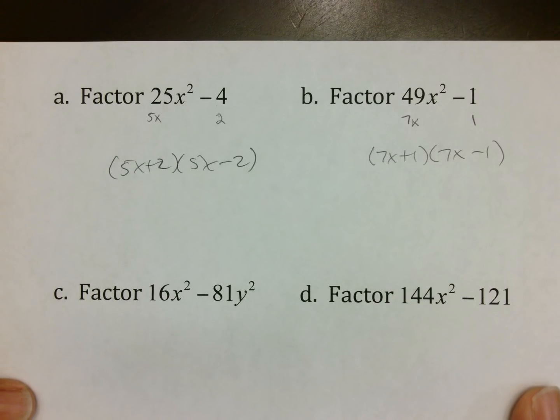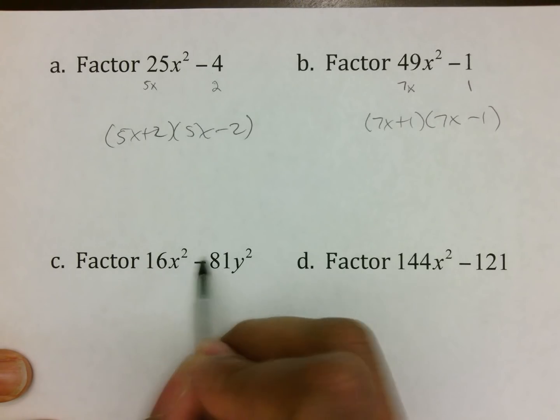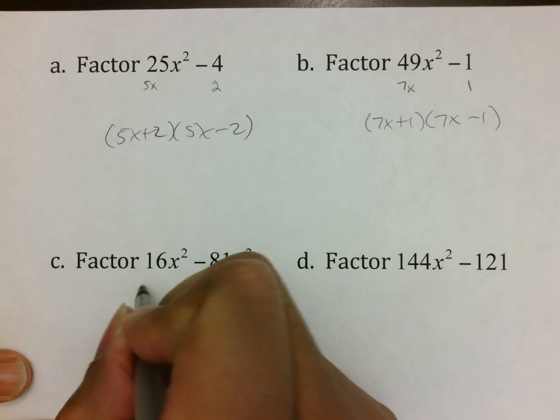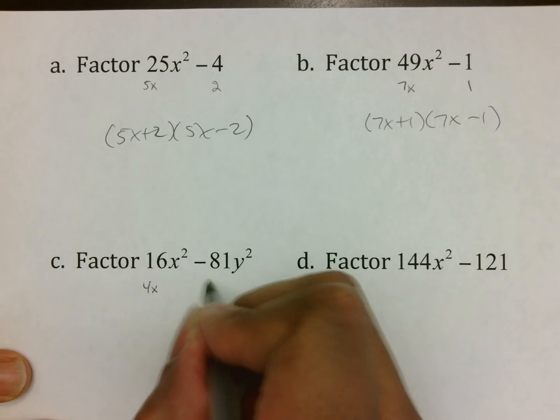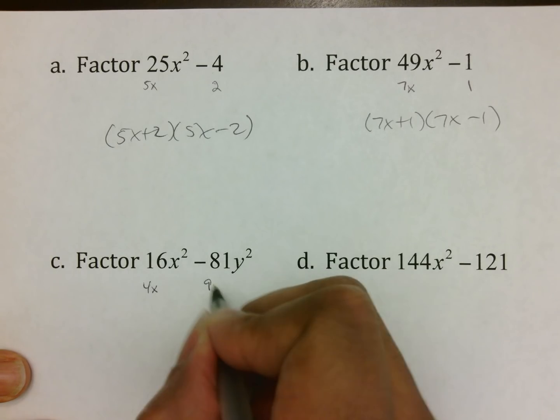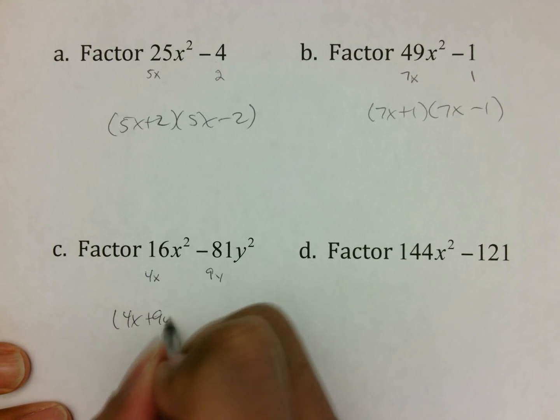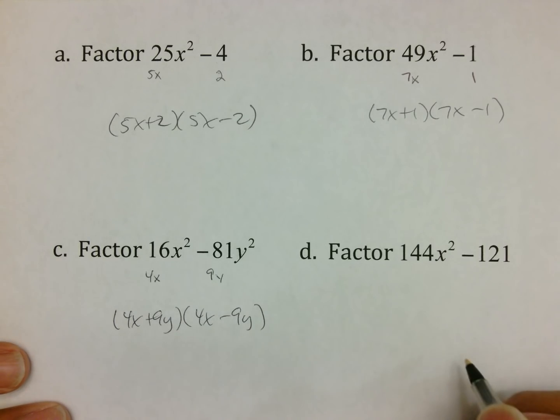That is all. Even if there's a second letter, which throws some of you off, 16x squared minus 81y squared. Again, there's no middle term, but there is a minus in the middle instead. 16 is 4 times 4. X squared is x times x. 81 is 9 times 9. Y squared is y times y, which means I simply put 4x plus 9y and 4x minus 9y.